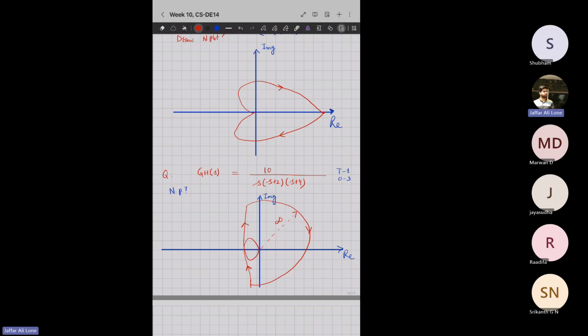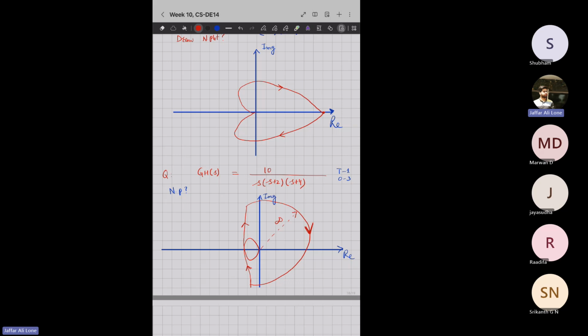Now, why did I take it in this direction? This will be clear in your lectures. If you go through the lectures, the professor might discuss that you're assuming the Nyquist contour in clockwise direction. For this, you need to understand the Nyquist contour, but I'm not going into the details because that will need a lot of time. I hope now, based on the polar plot, you should be able to draw the Nyquist plot.